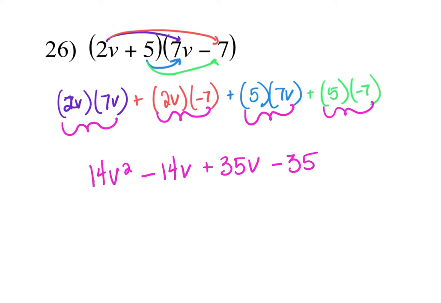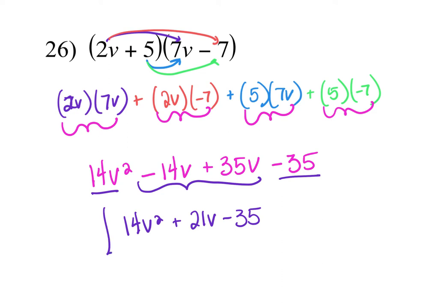All right, am I done? Why not? Yeah, so this cannot combine with anything. -14 and +35 give me what? Yeah, so 21v, and that cannot combine with anything. So we have 35.